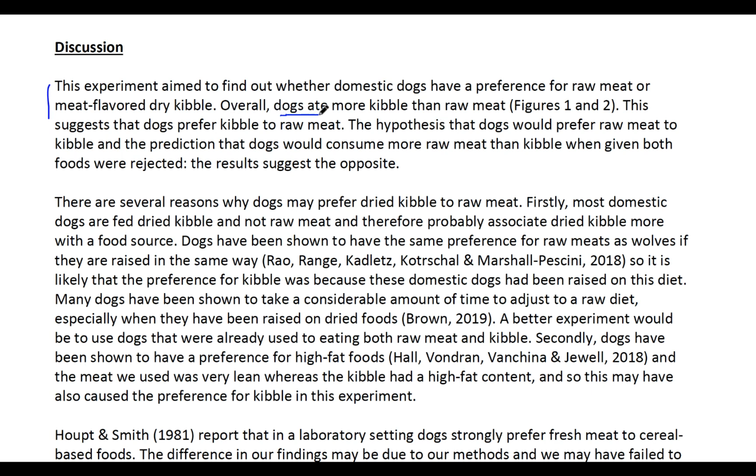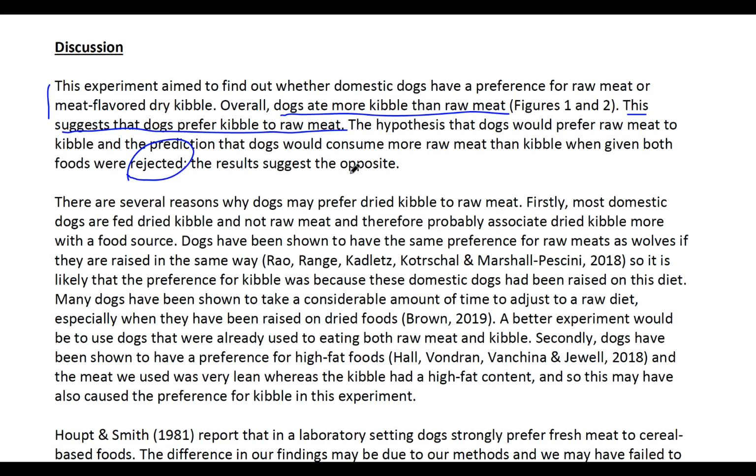Overall, dogs ate more kibble than raw meat. So I'm summarizing just my entire results. And then I'm going to say what the results mean. This suggests that dogs prefer kibble to raw meat. The hypothesis that dogs will prefer raw meat to kibble and the prediction that dogs will consume more raw meat than kibble when given both foods was rejected. So we don't say it was wrong, we just didn't prove our hypothesis.